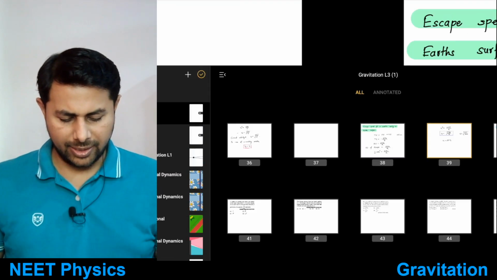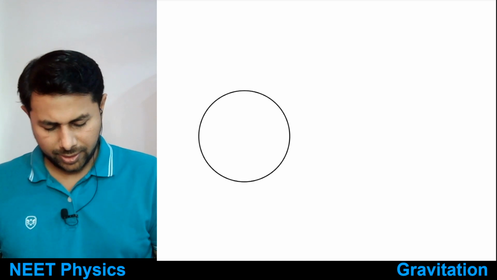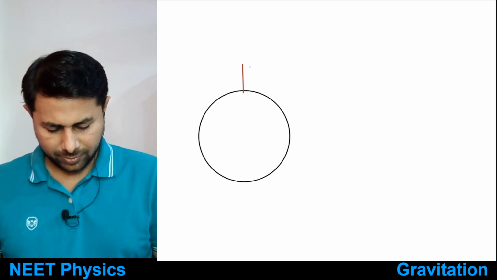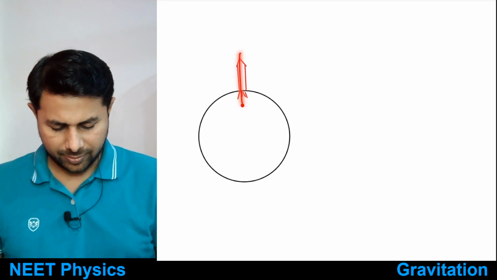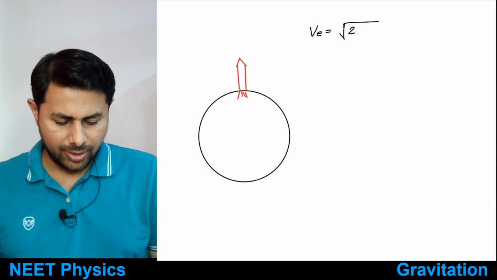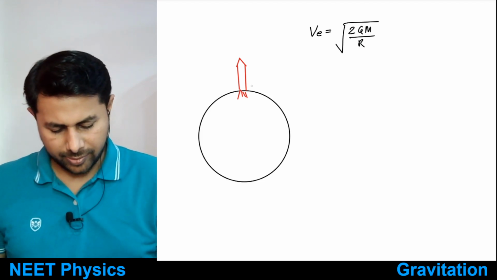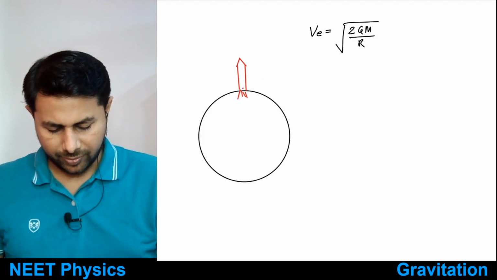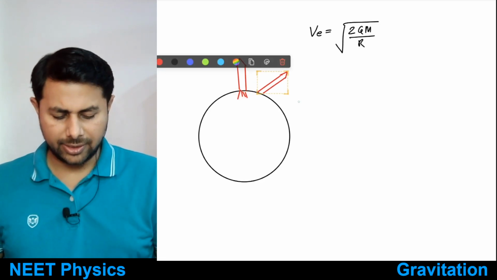Good. Now suppose this is a rocket, and you project the rocket like this, exactly perpendicular to Earth. The rocket is vertical. Then we know that escape velocity is equal to square root of 2GM divided by r. Now suppose a rocket is launched from the same position but not vertically. If it is launched like this, in this direction, at this location only.